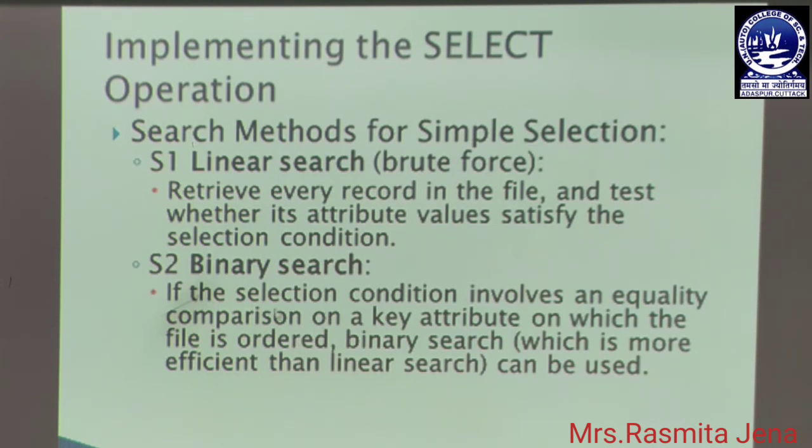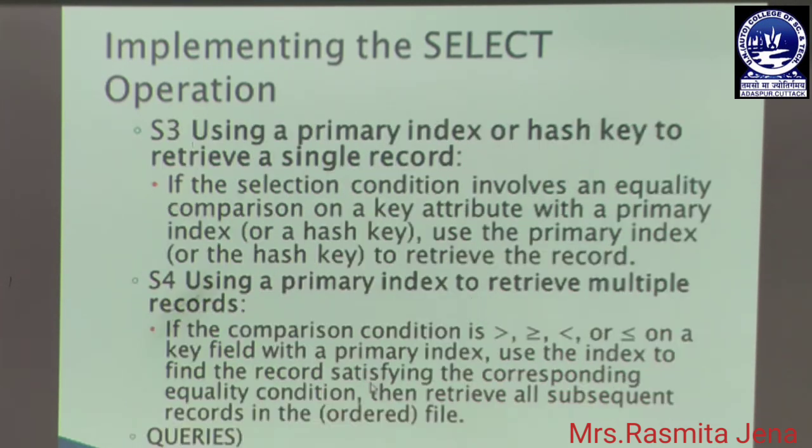That means if the selection condition involves an equality comparison on a key attribute on which the file is ordered, then binary search can be used. If an ordered file is given and we search for the record based on the equality comparison, then we implement binary search. So, this is the second searching algorithm for the selection operation.